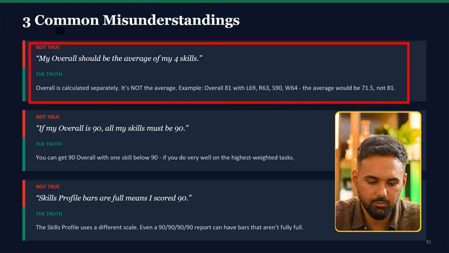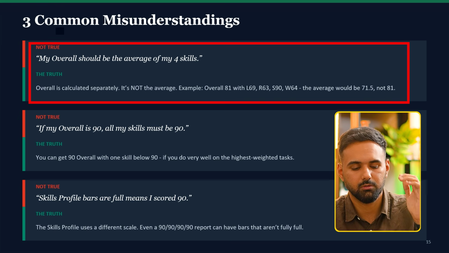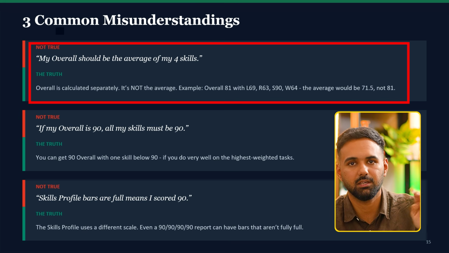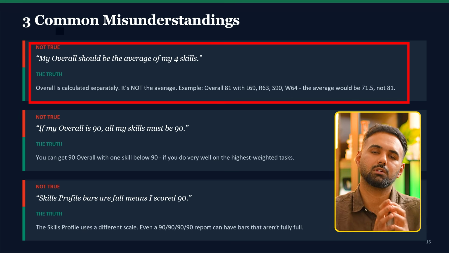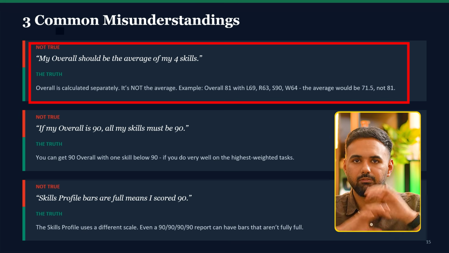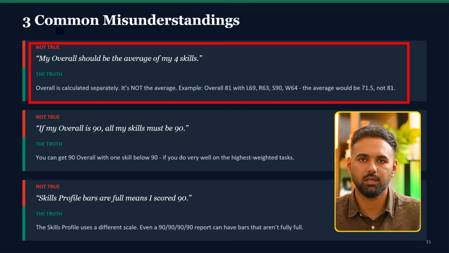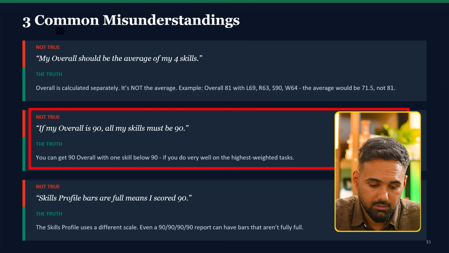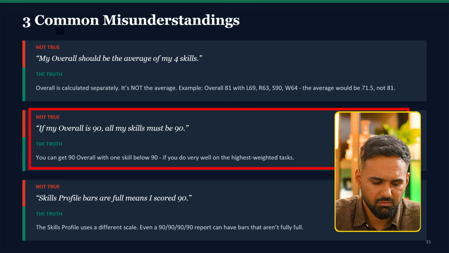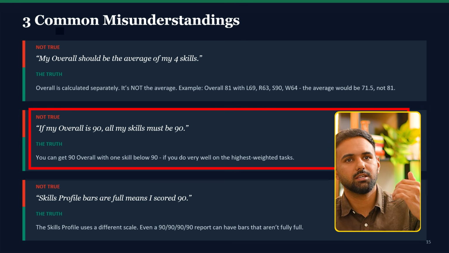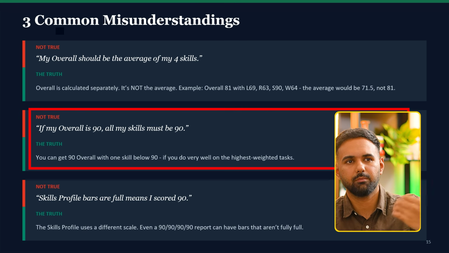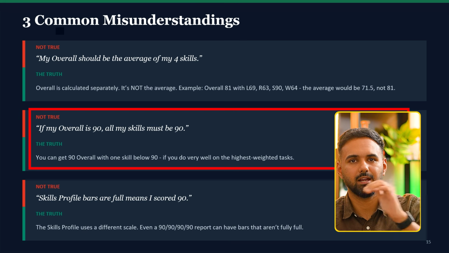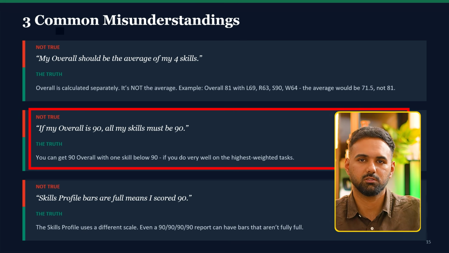Also, there are 3 common misunderstandings. First of all, students think that my overall score should be the average of my listening, reading, writing, and speaking. That's not the case. Overall score is calculated taking different factors into account, and it's not the average of your 4 modules, so keep that in mind. All right, if my overall score is 90, my skills must be 90. No, that's not really the case. Let's say you go wrong with your MCQ single and multiple answers. That's not going to impact your overall score much, but that will bring down your single skill comprehension bar.